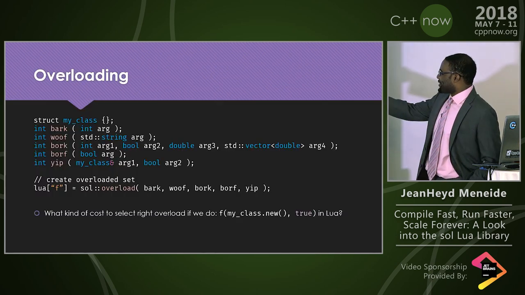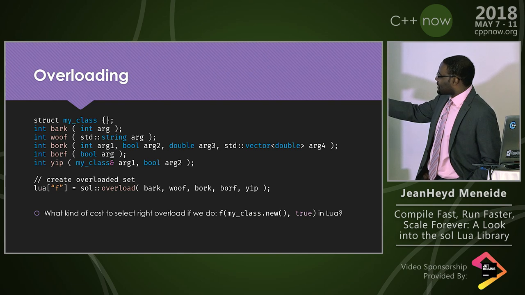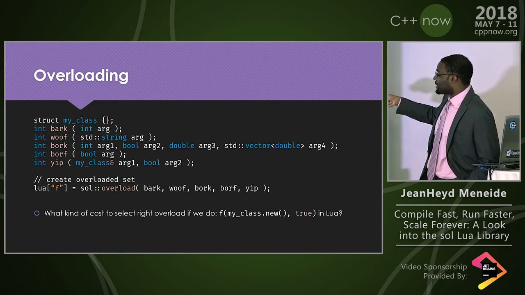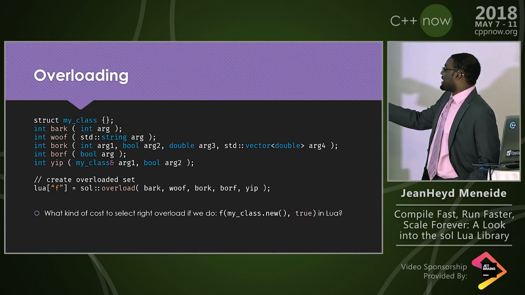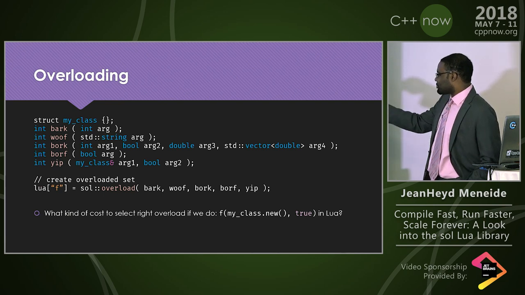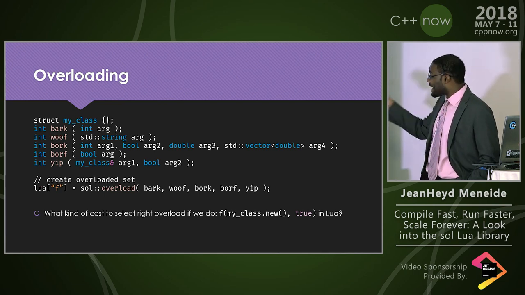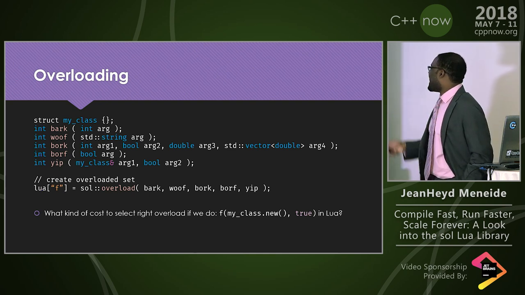Oh boy! So here's some quick code. They're all just declarations except for this one, which is the definition. And I decided that I would allow this syntax, sol::overload, bark, woof, bork, borf, yip. And I have to pick, so you can give me this call, you say my_class.new, true, and I'm supposed to pick the right one out of all these. And I have to do it fast, because if it's not fast, then people will use it and then complain about it, and people did.